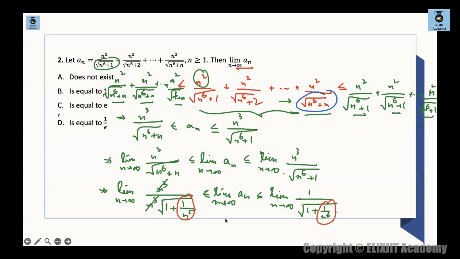Right? So what is the limiting value? 1. The upper limit is 1. The lower limit is also 1. So overall the limit will tend to 1 only. So limit n tends to infinity, an will be 1 only. So option B must be correct. This is equal to 1. Let's come down to the next question.